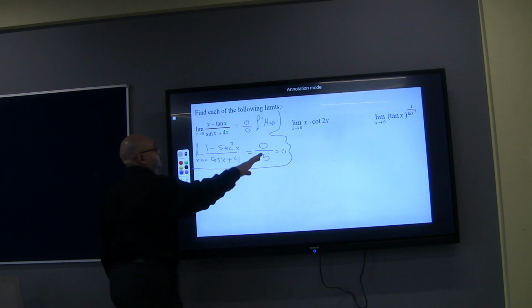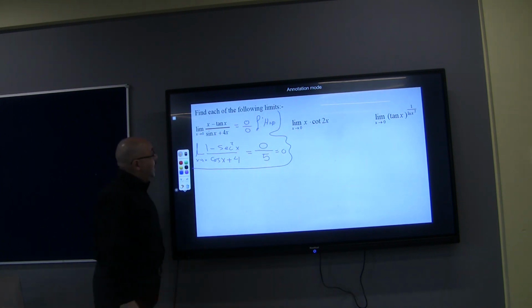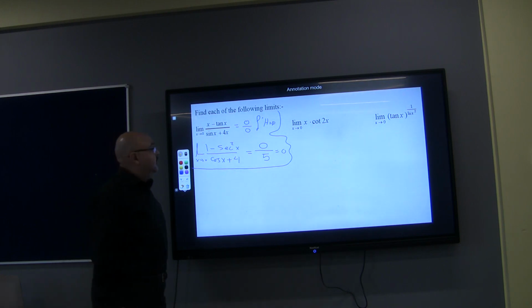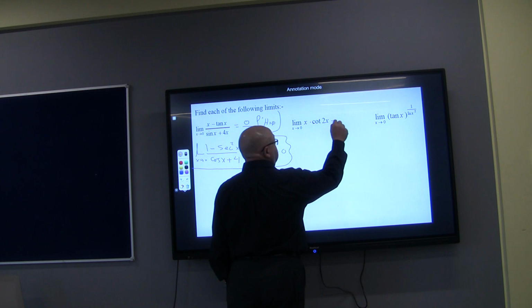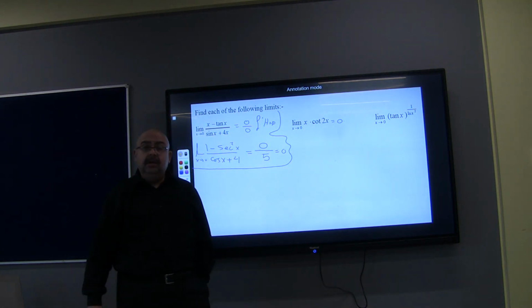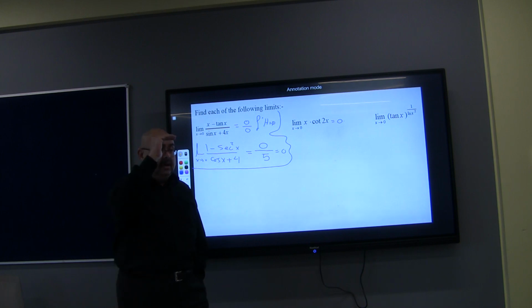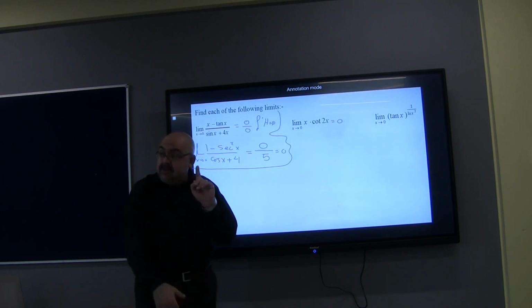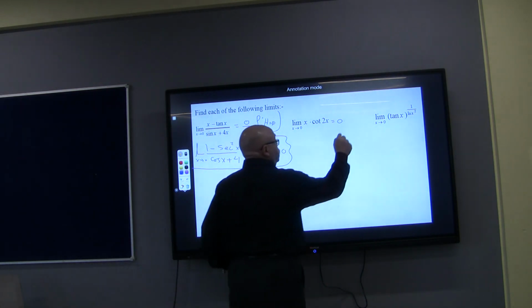Now the next one: x times cot 2x. Let's start substituting. First of all, if I substitute, it's going to be 0 times cot, which is cosine over sine. Cosine 0 equals 1, sine 0 is 0. So you will have 0 times infinity.